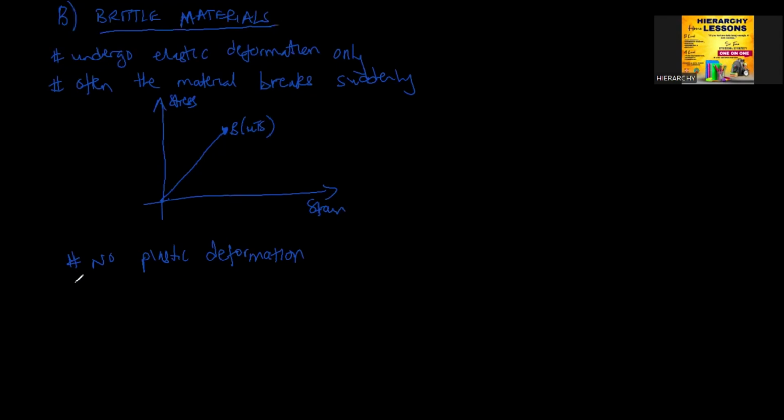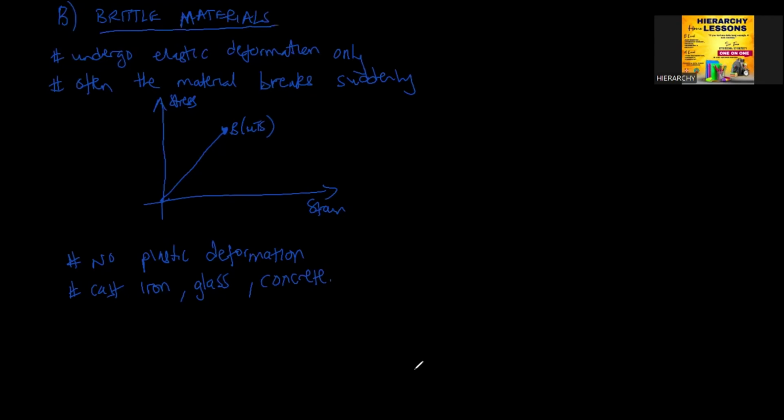Examples are cast iron, and then we have glass, and then we have concrete. So those are examples of brittle materials.